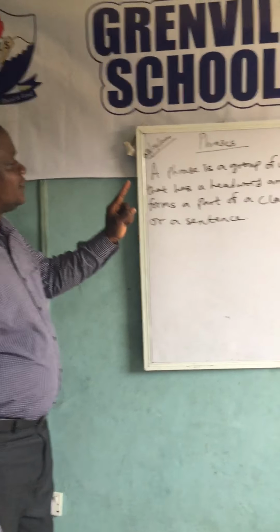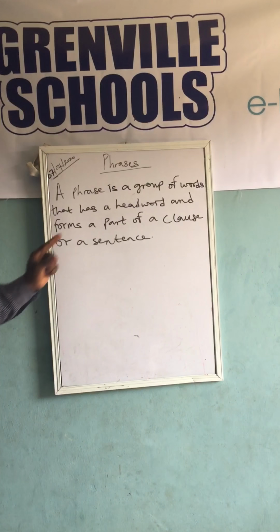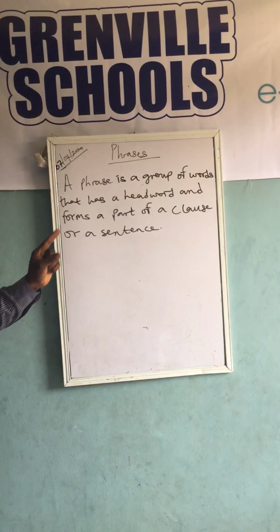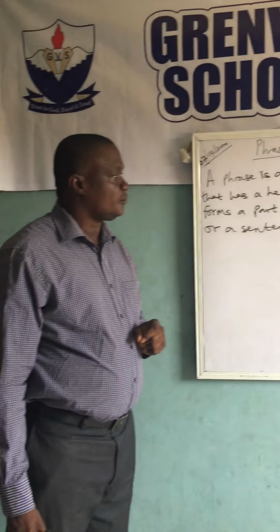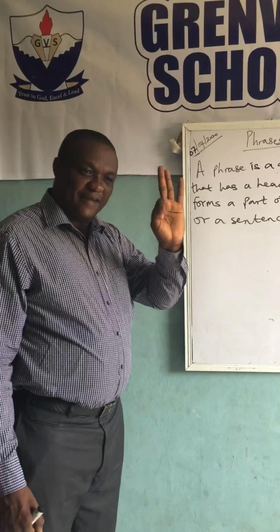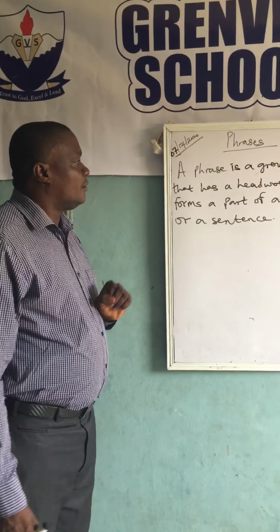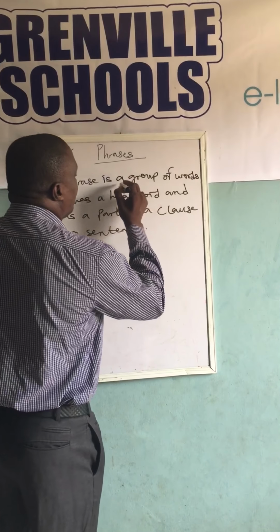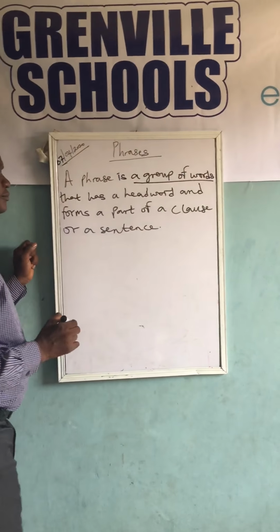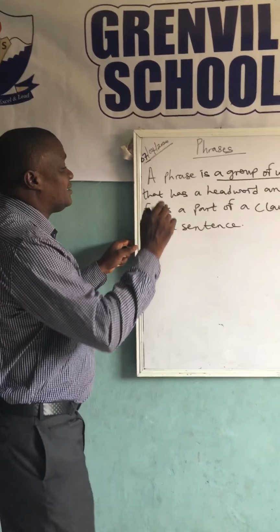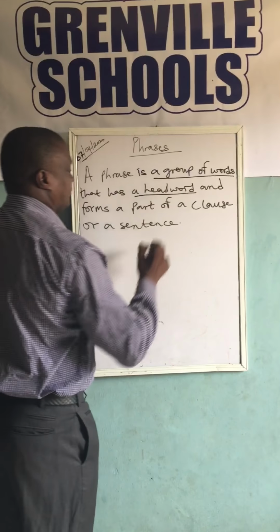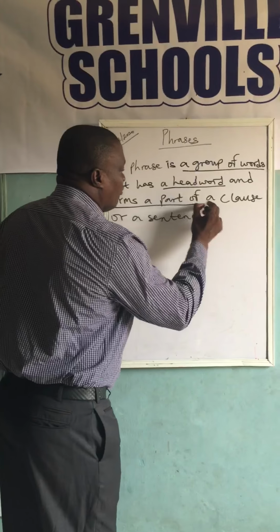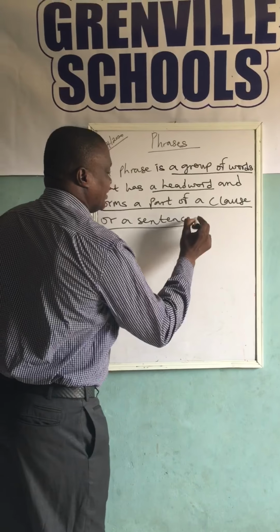A phrase is a group of words that has a head word and forms a part of a clause or a sentence. There are three things that are key here. The first one is that a phrase is what? A group of words. The second is that it has a head word. And lastly, it forms a part of a clause or a sentence.